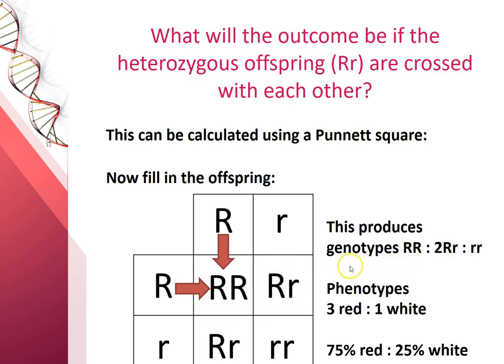So what we have now is 3 genotypes: 1 homozygous dominant, 2 heterozygous, and 1 homozygous recessive. These 3 here will all be red, and this 1 will be white, giving us 75% red to 25% white.